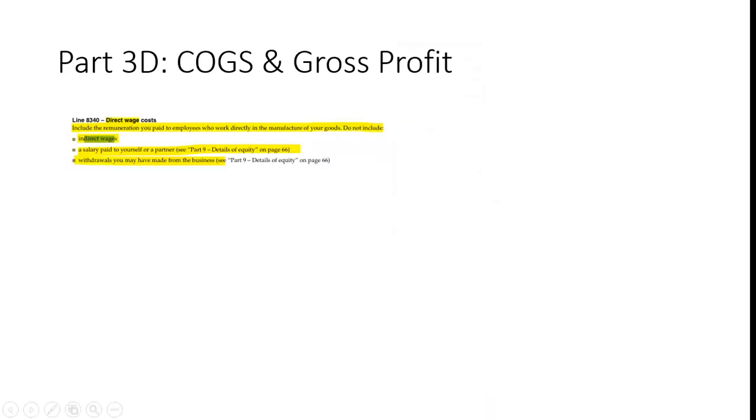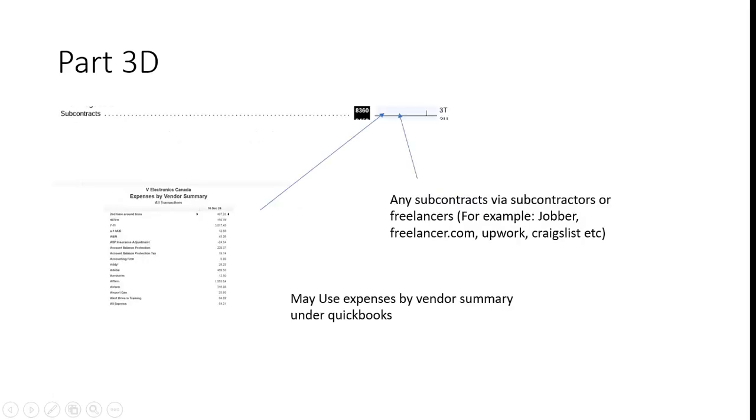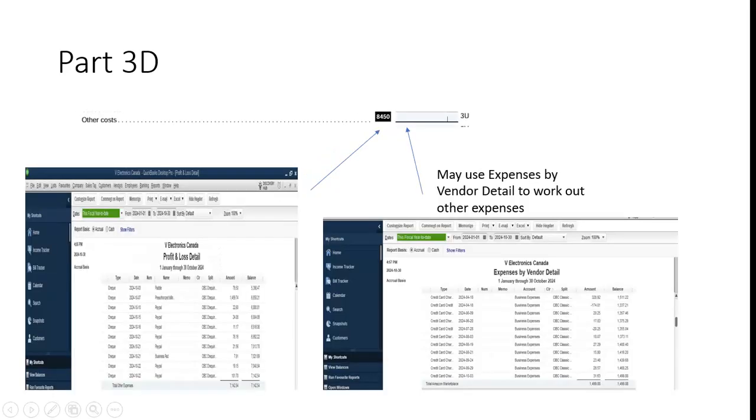Again, direct wage, remuneration from indirect wages. Do not include indirect wages. Do not include a salary paid to yourself. Do not include withdrawals you may have made from your business. This would be your personal expenditure, which goes into your drawings account. Subcontracts: enter all the expenses to hire outside help to perform tasks related to goods you sell. Jobber, freelancer.com, Upwork, Craigslist, and so on.